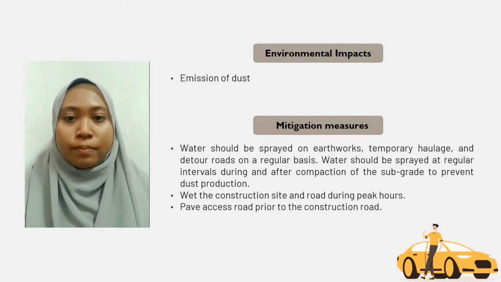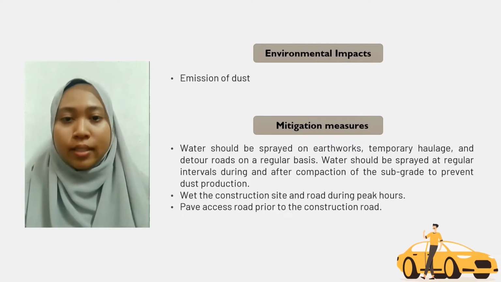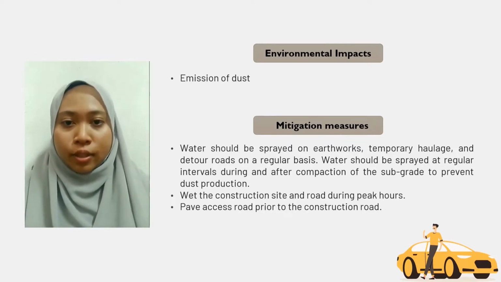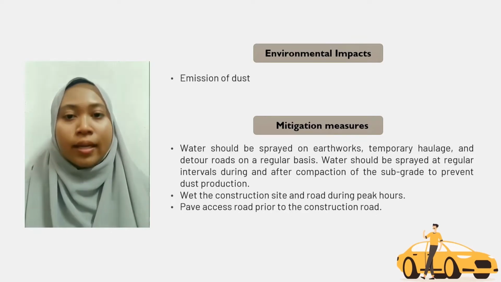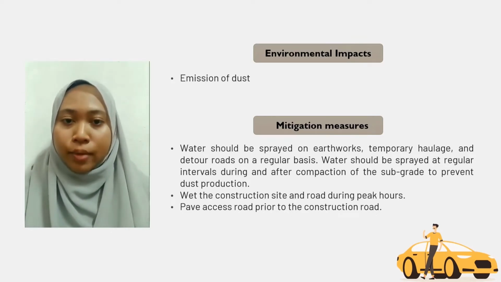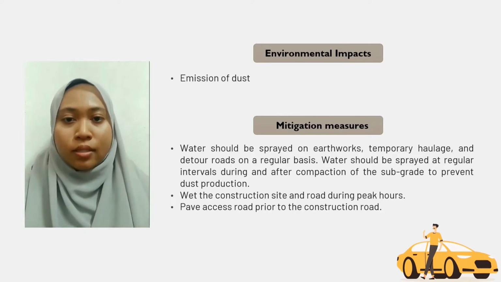First, water should be sprayed on the earthwork, temporary haulage, and the tower routes on a regular basis. Need to spray at regular intervals during and after compaction of the substrate to prevent dust production. Next, the construction site and road need to be wet during the peak hours. The access road needs to be paved prior to the construction roads being done.